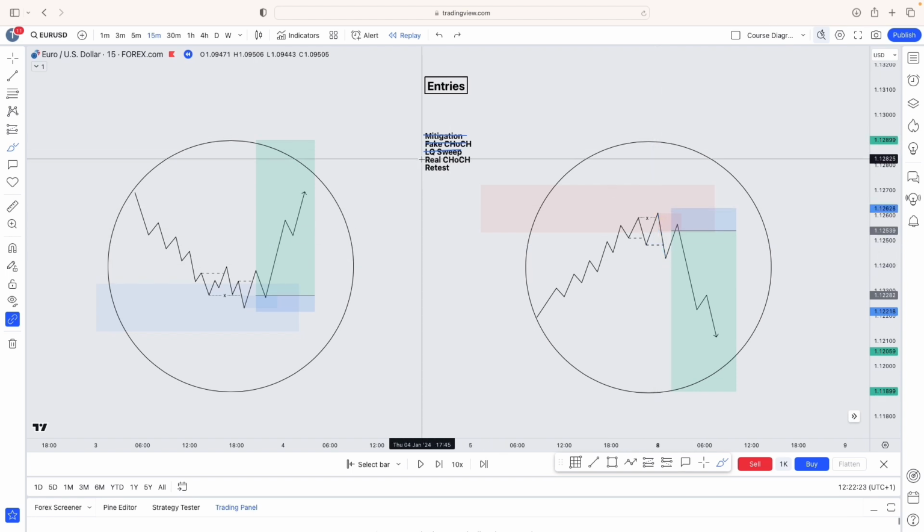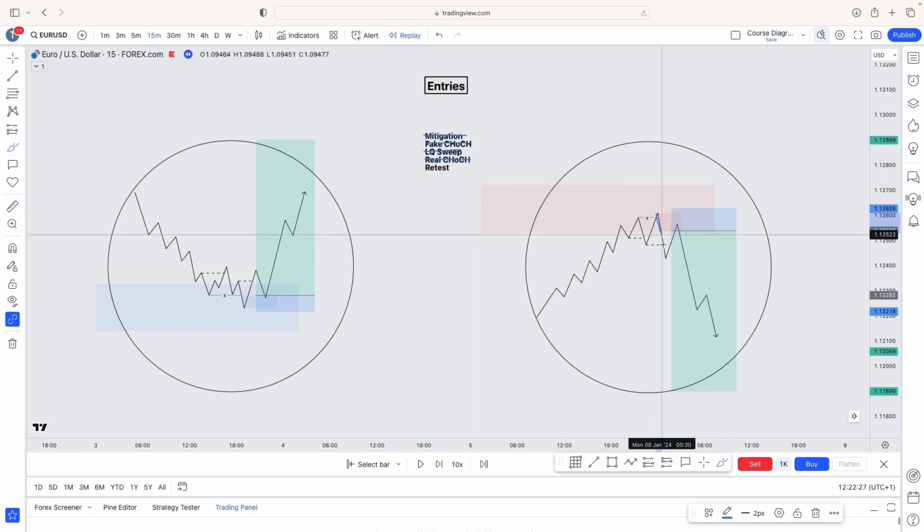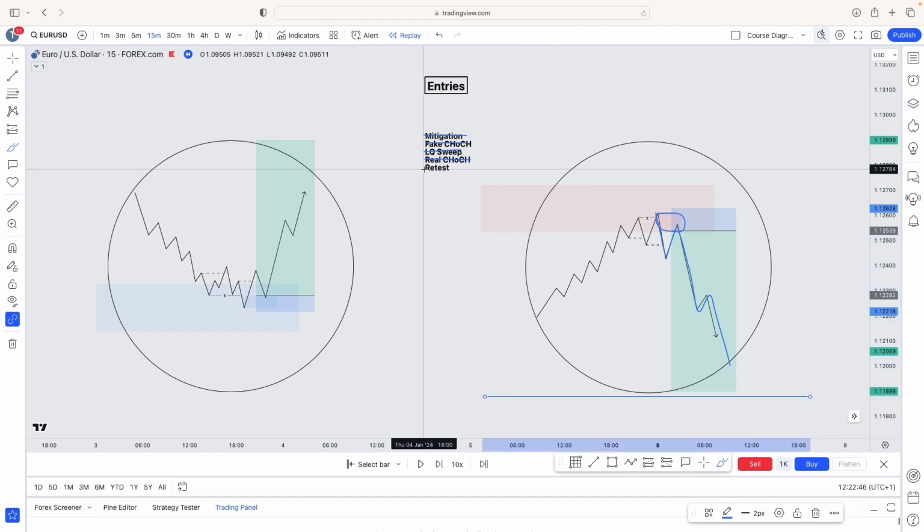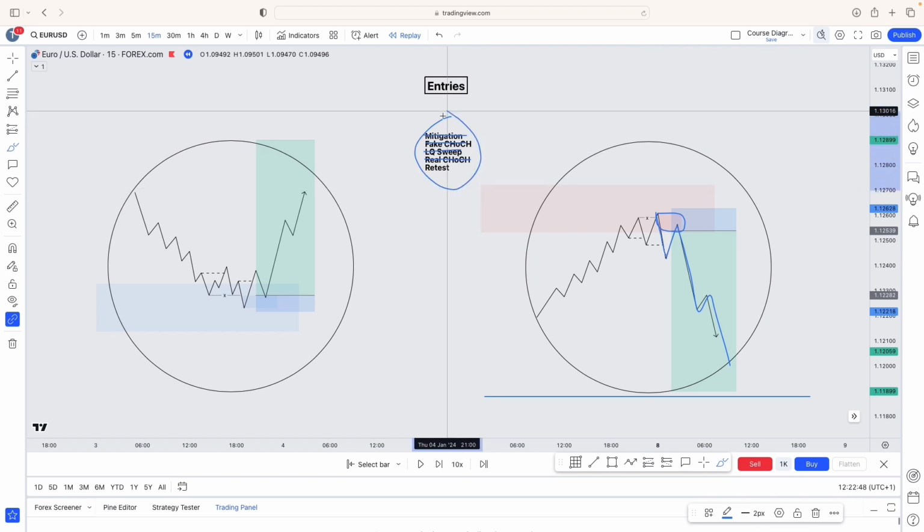And then we have the 4th criteria of our entry model, okay? So we have this CHoCH to here. And now what do we wait for? We wait for a retest of the M1 supply zone, which is here, to then pull back into our supply zone. We have a sell limit set here. We get tagged in, and potentially then we go on to target the M15 weak low, okay? So this is our entry model, okay?